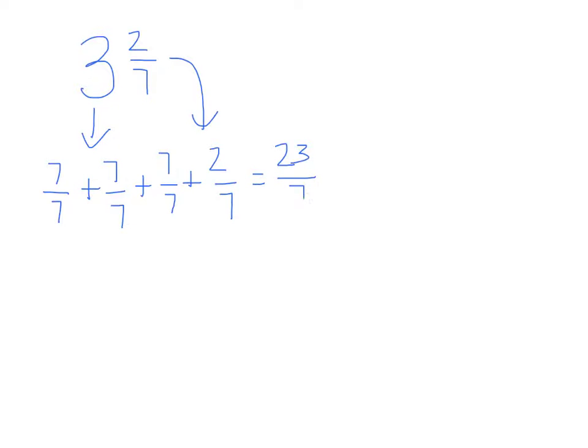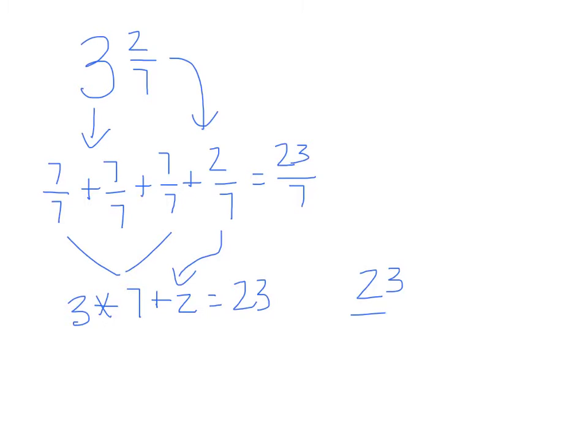and those are 7ths. Another way of thinking about this is multiplying 3 times 7, because I know that 7/7 is a whole, and I have 3 of them. 3 times 7 plus 2, and that equals 23. And then that, of course, we turn into 7ths. I hope that helped you with learning about improper fractions and mixed numbers.